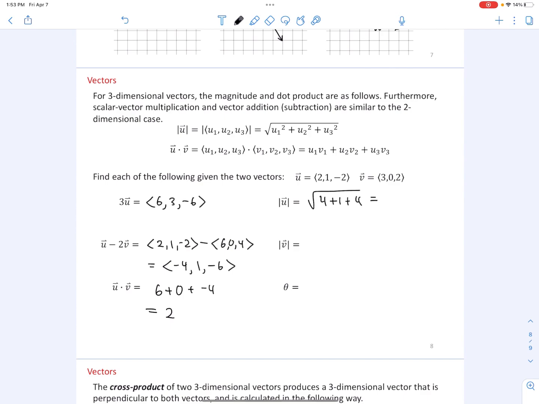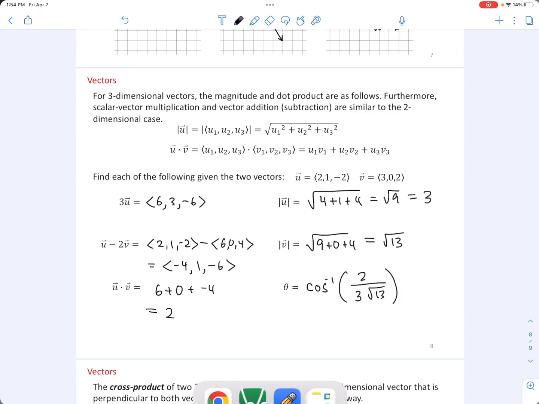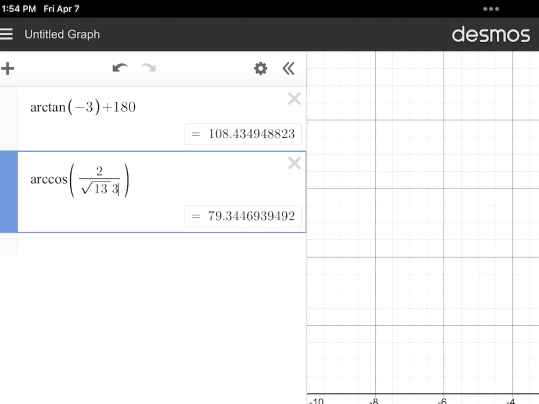So we wind up getting 9 inside the radical, so we get just 3. The other vector, square root of, square the 3 is 9, square the 0 is 0, square the 2 is 4, and we get radical 13. Now the angle theta is going to be the same formula we used in the past. This is the angle between them. So we do the arc cosine of their dot product, which we did already, got 2, and divide by the product of their magnitudes. So 3 times radical 13. And then we reach for Desmos to calculate this. And we have 79.3 degrees.